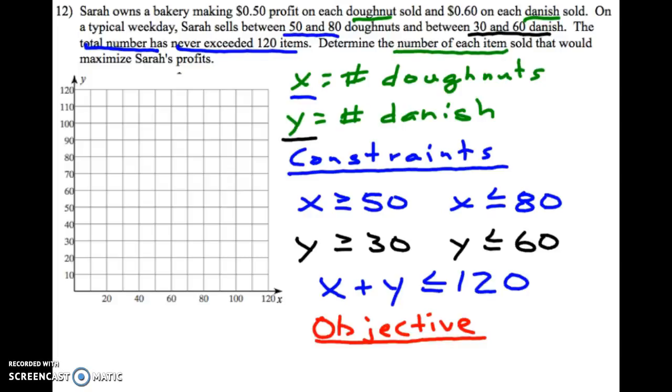All right, the objective function, we normally use the letter P because we're dealing with profit. Sure enough, here we go, profit. We've got 50 cents per donut, so 0.5 times each donut sold. For total profit, we're going to add, and we get 60 cents per Danish, so 0.6 for each Danish sold times the Y.